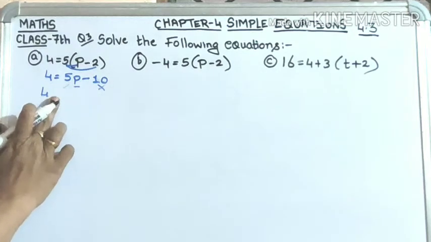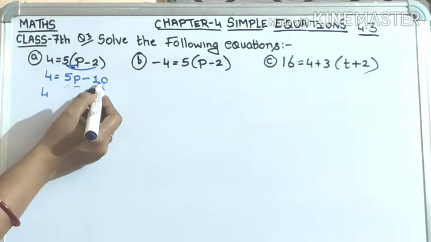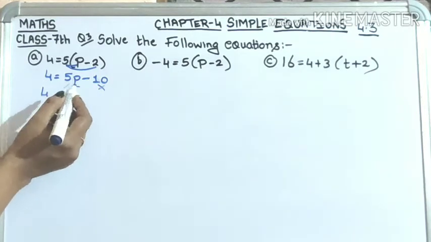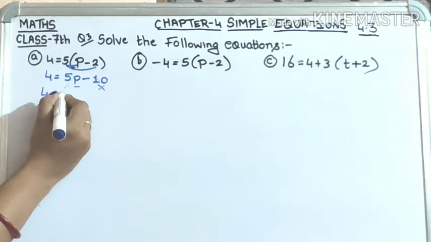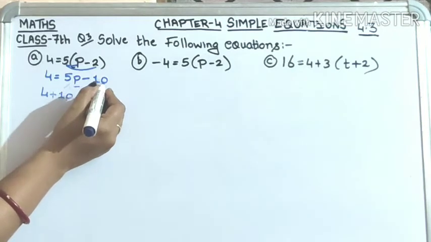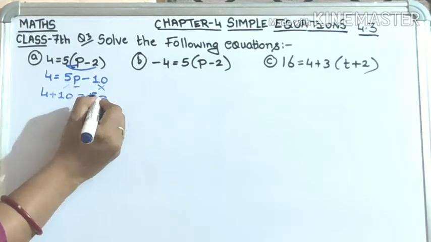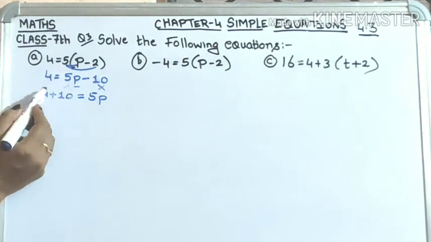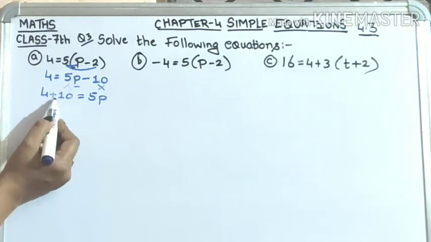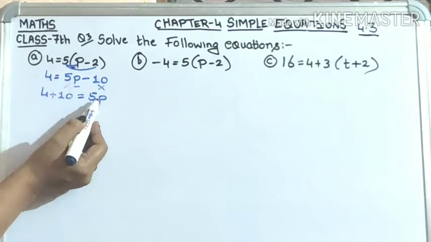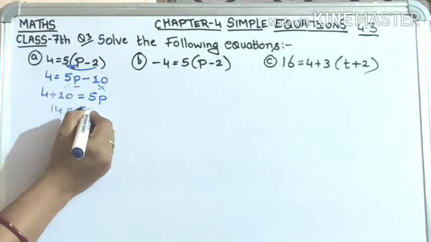First we will remove minus 10. To remove minus 10, this minus 10 will be transposed to this side, so after transposing it will become plus 10, and 5p is remaining. What we did: 4 we have written as it is, and this minus 10 has been transposed to this side, so it becomes plus 10 and the 5p. Now 4 plus 10, 14 equal to 5 times p.